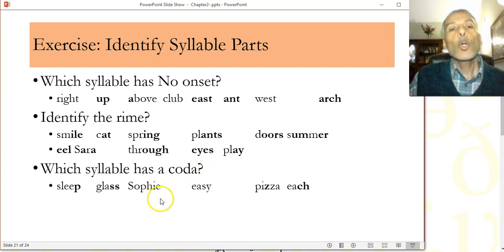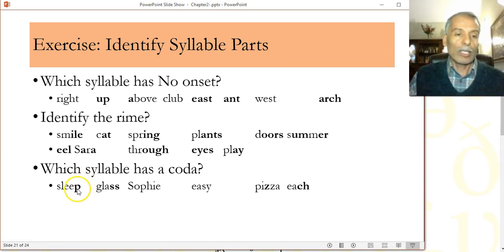Which syllable has a coda? "Sleep." See how closed that syllable is? There's a consonant at the end after the vowel. "Glass." Yes. How about "Sophie"? No. That's the syllable O and then E, so it doesn't have a coda. "Easy": E is a syllable by itself, and it doesn't have anything more than a vowel. And then Z has the onset Z, and then E, which is a nucleus. It does not have a coda.